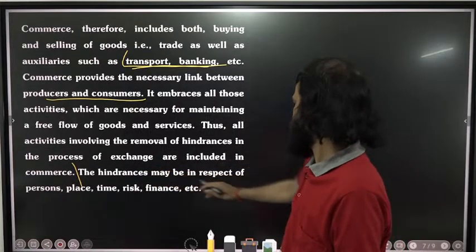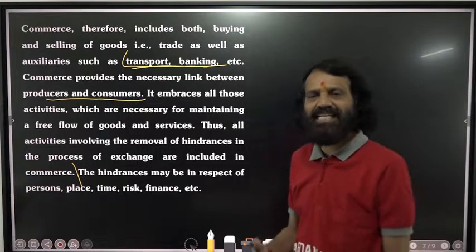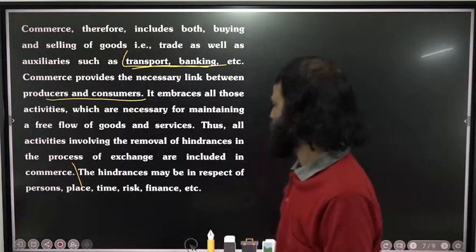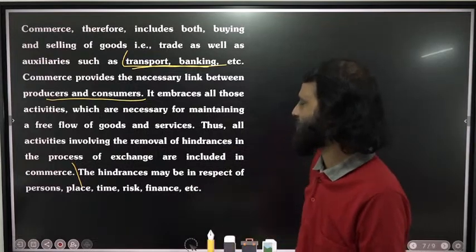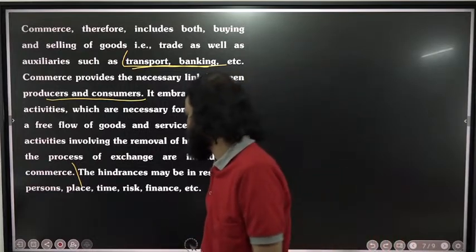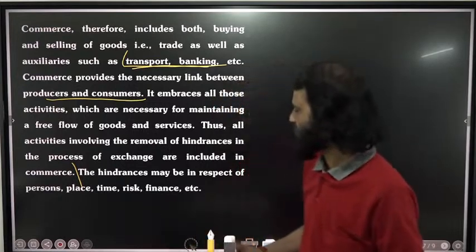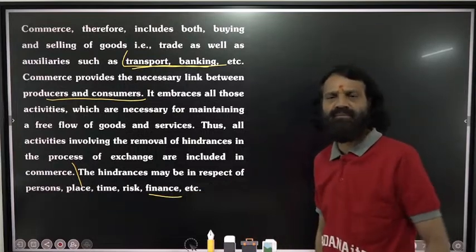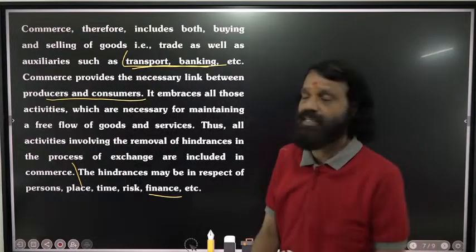The hindrances may be in respect of persons, place, time, risk, finance, etc. So there are so many risks in commerce or in the industries. Person hindrances are there, place is also a trouble sometimes, time is sometimes difficult, some issues are faced, risk is there, financial troubles are there. All these can be removed only when we set up better tertiary industries in our country.